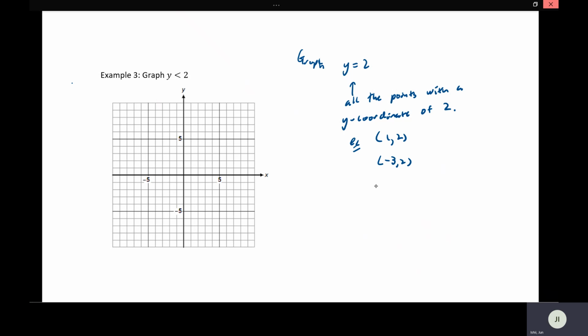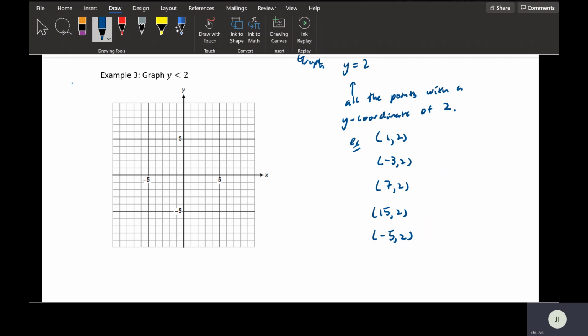-3, 2 is also on the line. 7, 2, 15, 2, -5, 2. All right, so notice all these points here are on this line, right? So the line itself, y equals 2, is basically when we plot all the points. Now, it's impossible to plot all the points, but what I'm going to do here is just show you what's going to happen here.